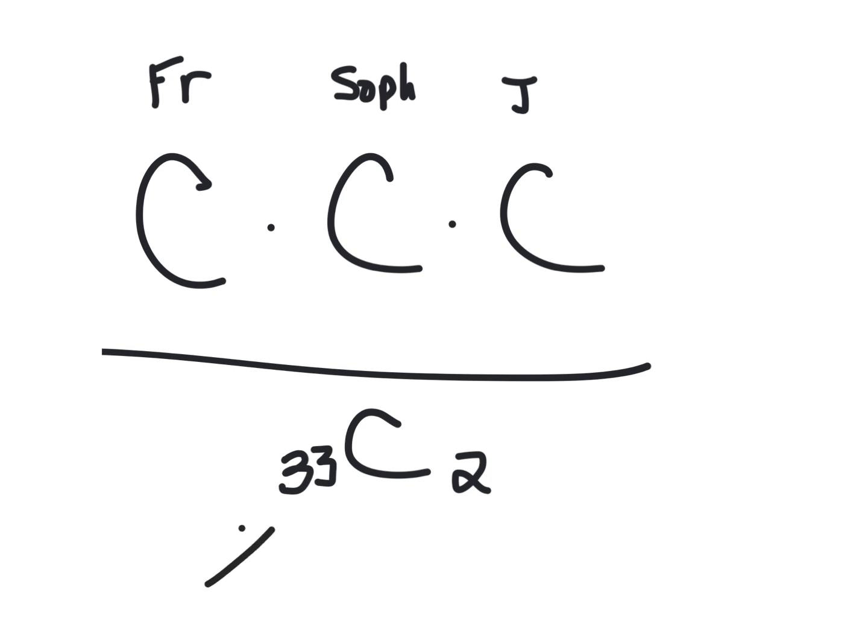So if there was 33 kids total and 2 of them are going to get picked out of the group, out of you guys, I'm going to pick 2. What's the probability I'll get 1 freshman and 1 sophomore? Well, I got to tell you how many freshmen and sophomores there are. So let's say that there's 25 freshmen in here, 5 sophomores.